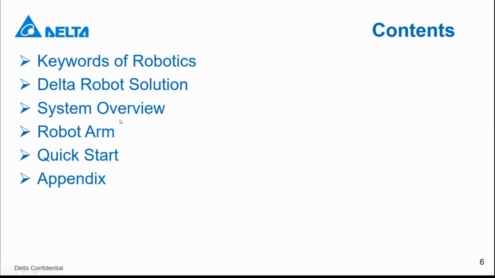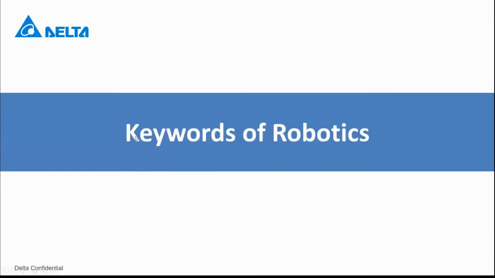Delta robot, and then the robot arm itself, and the quick start when you get the robot, how you do the wiring and all the settings to start to use the robot. And in the end, I will have some appendix about robot information. So that's today's contents. Okay, let's continue. So first is the keywords of robotics.